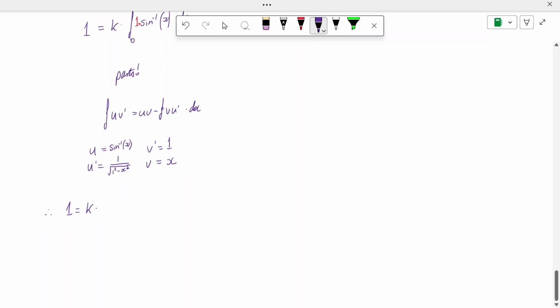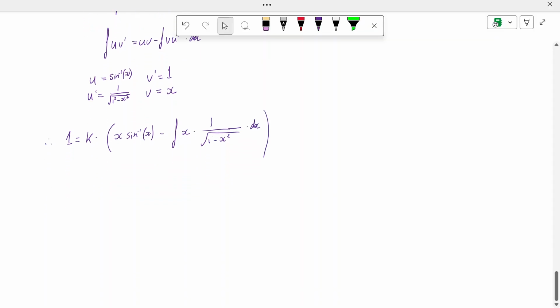Now I'm actually dealing with k times the integral of u times v, which is x times arcsine of x, minus the integral of v, which is x multiplied by 1 on the square root of 1 squared is just 1, take x squared, dx. Cool. Now be careful here because this might look like you've got to integrate by parts again, but you don't. It might look like you have to do partial fractions because of this thing on the bottom, but you don't. For a case like this, I'm actually just going to use a really simple substitution.